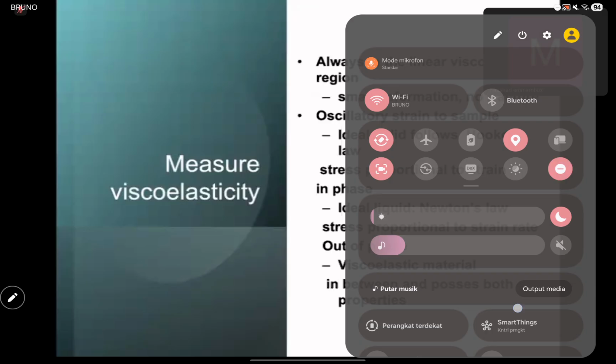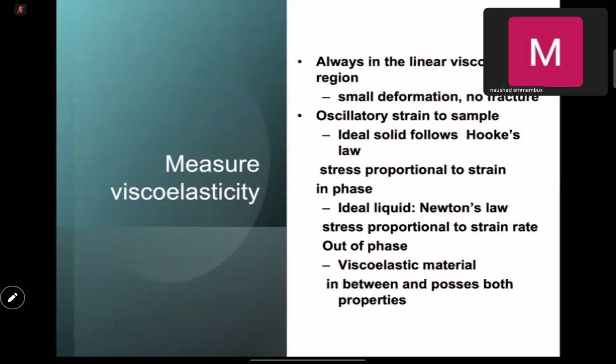Okay, so when you talk about what's called small deformation, always in the linear viscoelastic region, there is no fracture here. And we saw that when you apply a small oscillatory strain to a sample, there are three things we need to remember. It follows Hooke's law, which is stress is proportional to strain. They call it in phase, ideal. It also follows Newton's law, which is the stress is proportional to strain rate, which is out of phase.